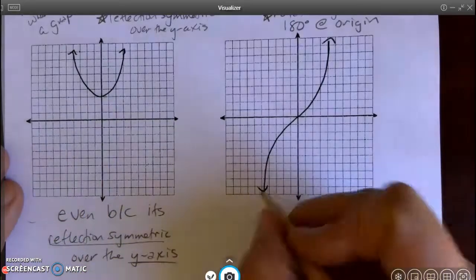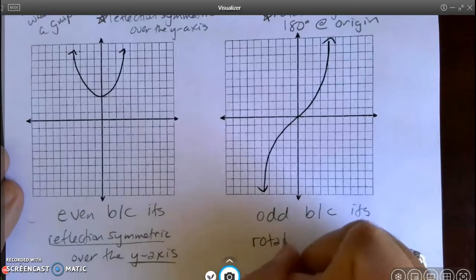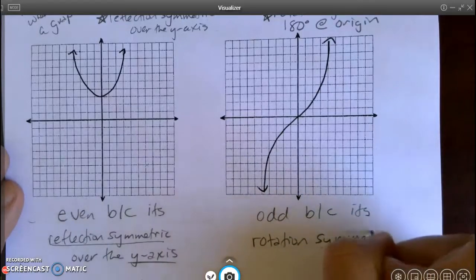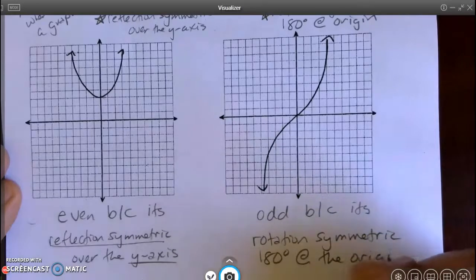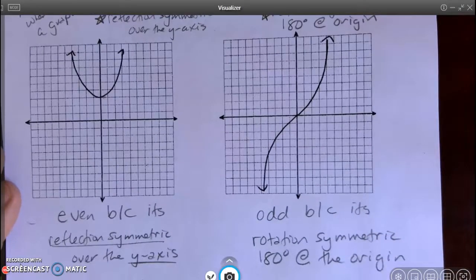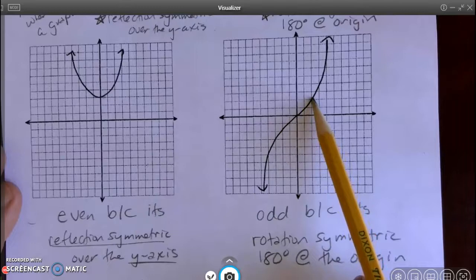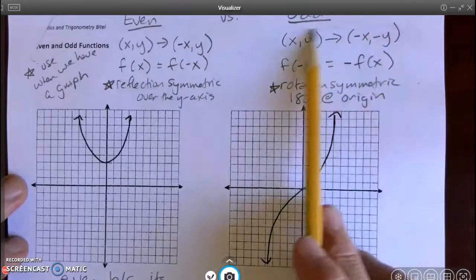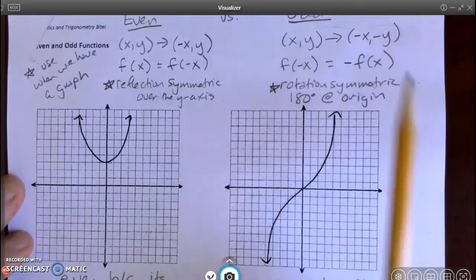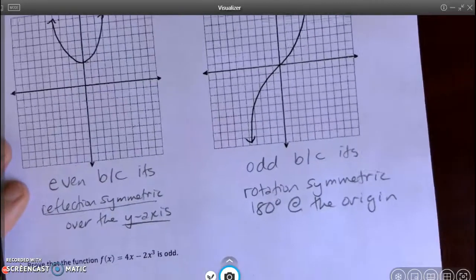This graph here is odd because it's rotation symmetric 180 degrees around the origin. There is no other way that I can show that this is rotation symmetric. I can't simply pick one point here and show that this rule up here applies. I would have to show this for every single point on the graph. So the only way with a graph is to talk about its symmetry if you're speaking about even or odd.